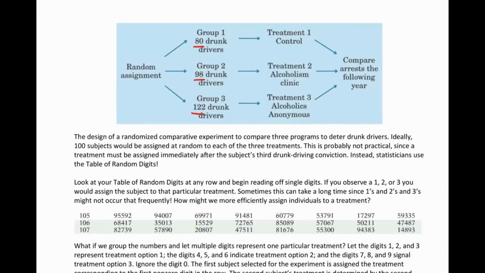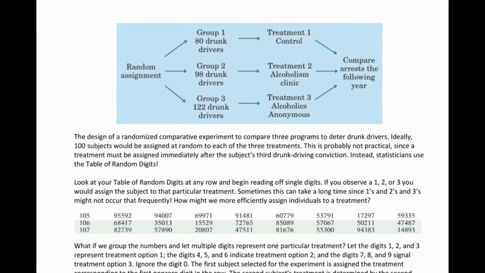Well, one good thing that they did do is they randomly assigned people to each group, group 1, 2, and 3. And as we know, sometimes randomness doesn't always lead to nice, even amounts. Now, the paragraph down below kind of describes this situation. It's probably not practical to wait until we can get 100 subjects in each group, and that's because the treatment must be assigned immediately after the subject's arrest from drunk driving. So statisticians use a table of random digits or a random number generator in order to push each individual into a specific treatment. So we're going to be using a table of random digits.